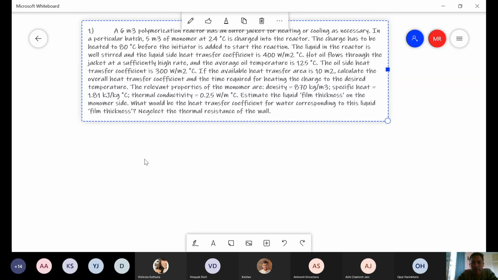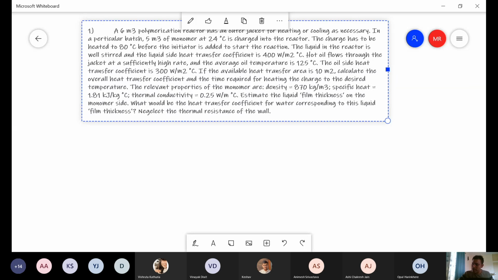The relevant properties of the monomer are density equals 870 kg per meter cube, specific heat is 1.81 kilojoule per kg degree Celsius, and thermal conductivity is 0.25 watt per meter degree Celsius. Estimate the liquid film thickness on the monomer side. What would be the heat transfer coefficient for water corresponding to this liquid film thickness? Neglect the thermal resistance of the wall.